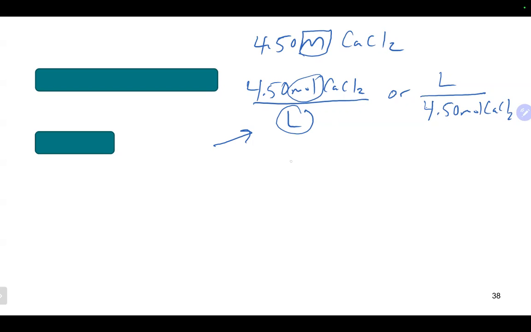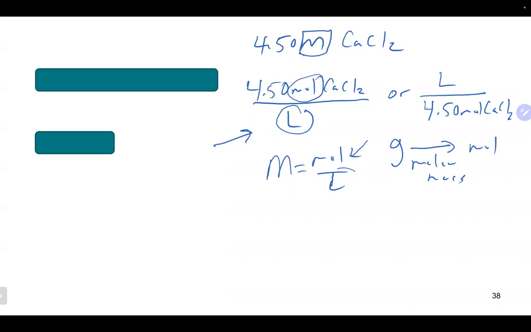Other things here is definitely with molarity, since it is moles per liter, very commonly we are given stuff in grams, so we got to go to moles using the molar mass from the periodic table. And the other for sure thing is it does need to be in liters when you're using it with molarity.